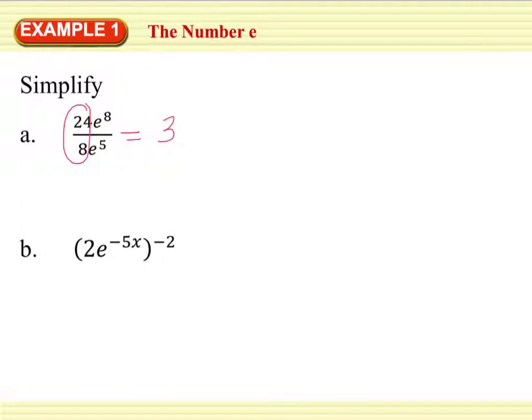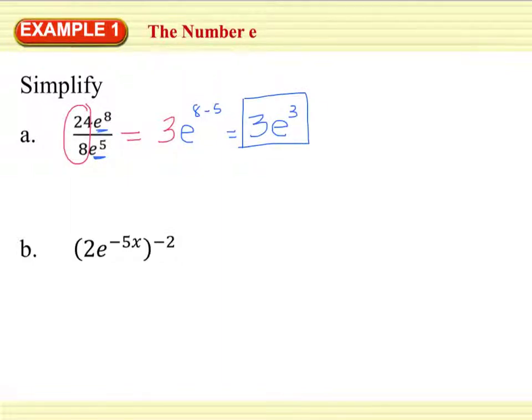And then what you'll notice is we have an e to the 8th divided by an e to the 5th. Both of these have the same base, so if they have the same base and we are dividing, we are really going to subtract the exponents. So this is going to give me 3 times e to the 8 minus 5, or 3e to the 3rd. And unless it asks you to write it as a decimal, or round to so many places, you can leave it just like that.